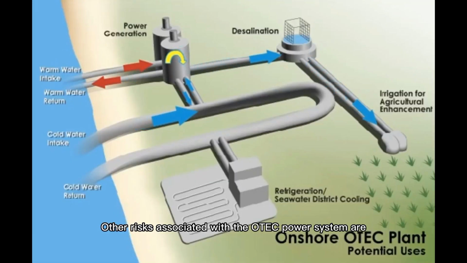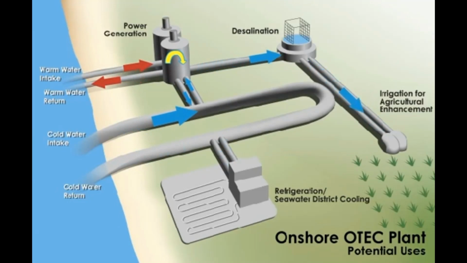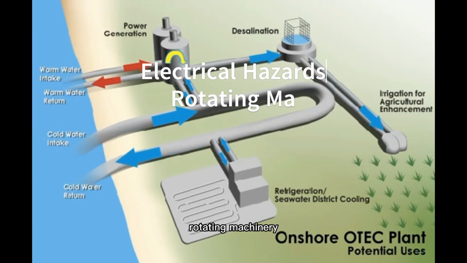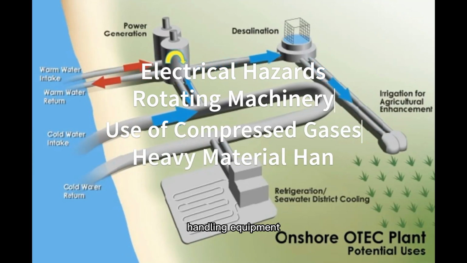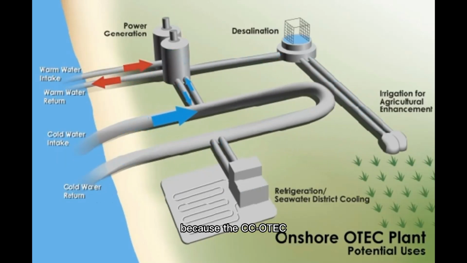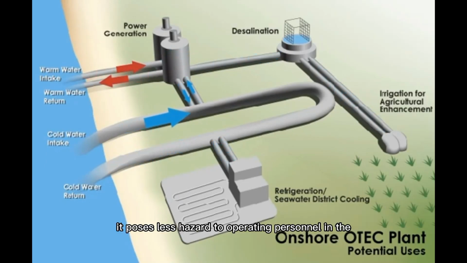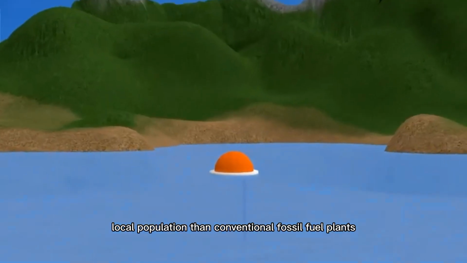Other risks associated with the OTEC power system are the safety issues associated with steam electric power generation plants, electrical hazards, rotating machinery, use of compressed gases, heavy material handling equipment, and shop and maintenance hazards. Because the CC-OTEC power plant operates as a low temperature, low pressure Rankine cycle, it poses less hazard to operating personnel and the local population than conventional fossil fuel plants.